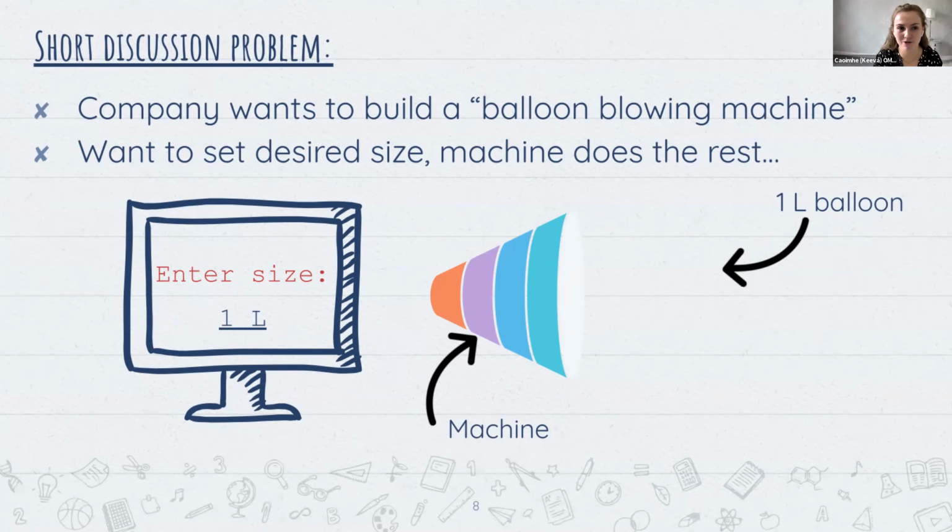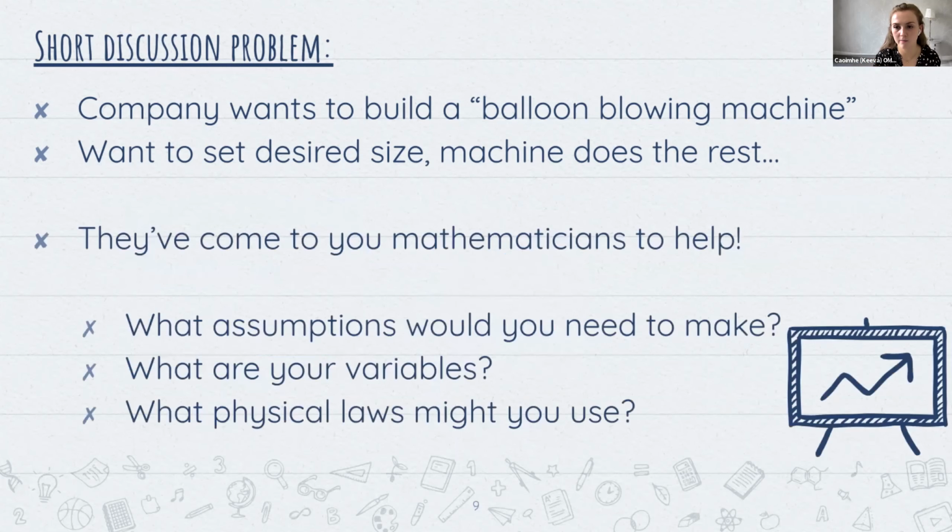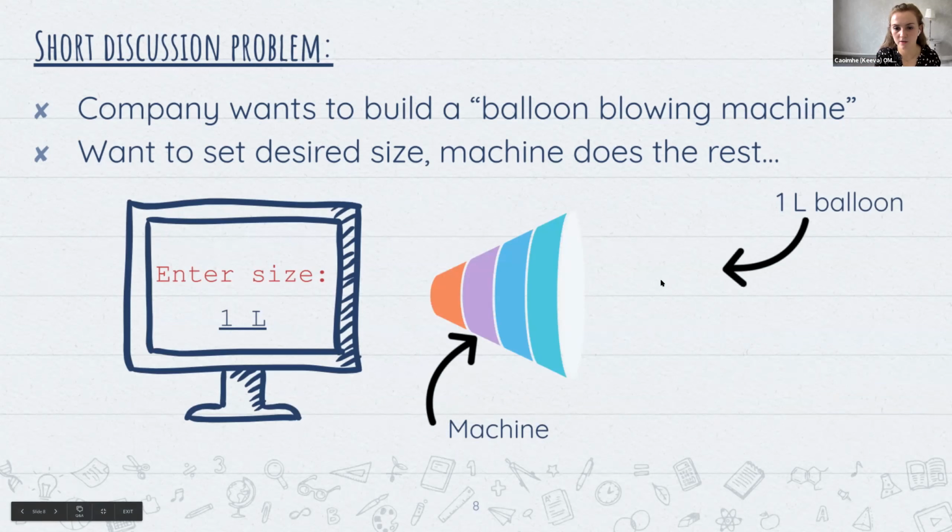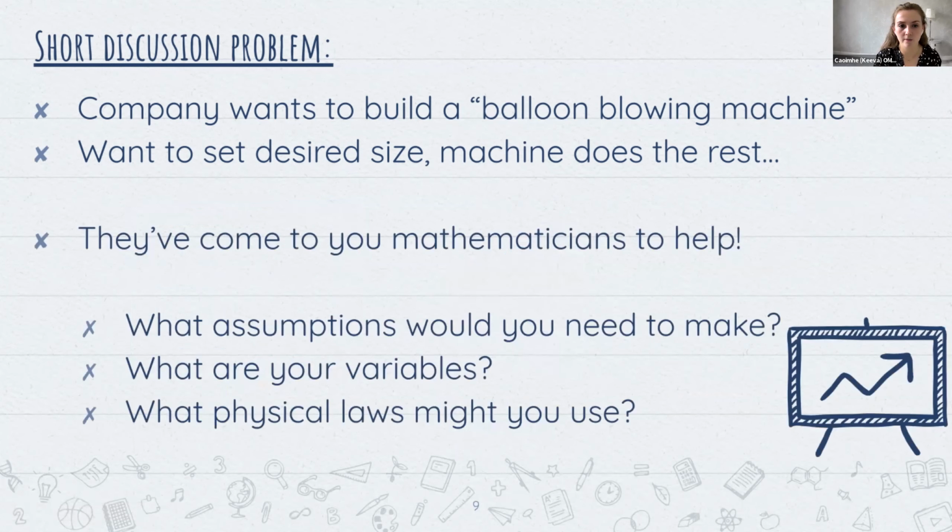This is a really special balloon blowing machine because we want it to be able to do everything for us. We want to be able to set the desired size of our balloon. There is meant to be a balloon there, but it's not, there should be a balloon in this gap. So you want to be able to say, this is how big I want the balloon to be. Machine, do your work. So they've come to you and asked, mathematicians, solve our problem, as so many people will do.